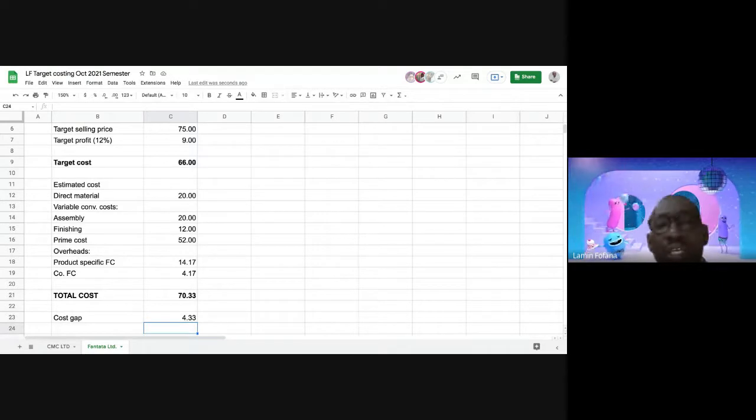What that means is this cost gap is what we should work on to eliminate so that we work according to our target cost of 66. Because if we produce using an estimated cost of 70.33, we will not meet our target profit. Is that clear?